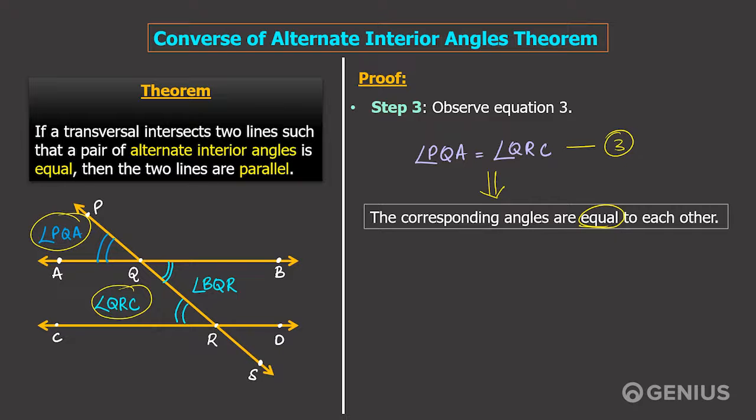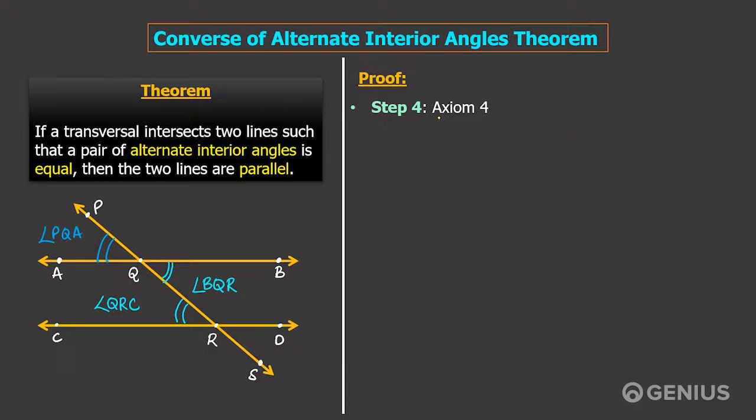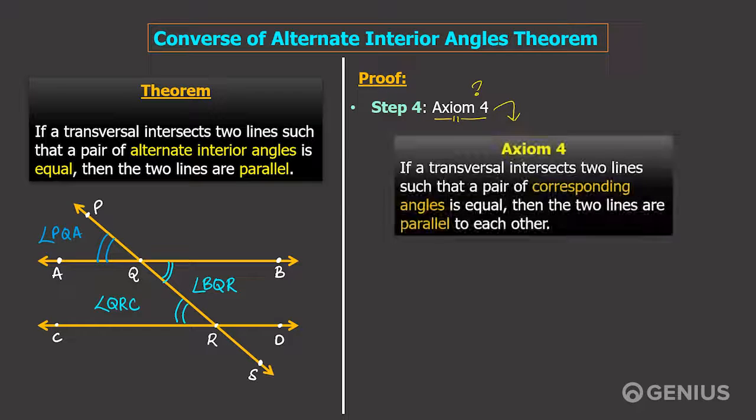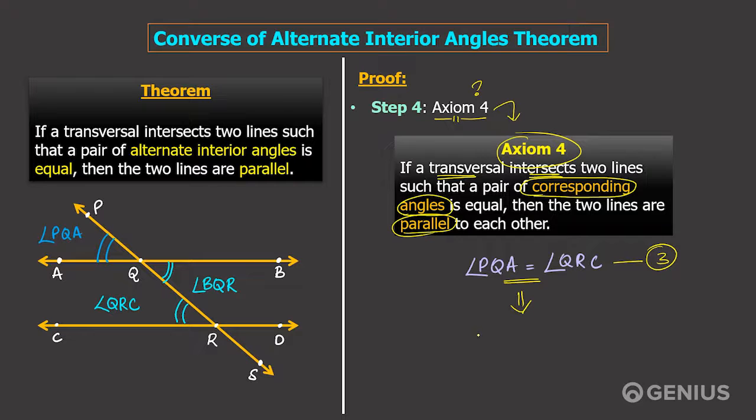Now, for this next step, step number 4, we need axiom number 4, यानी axiom 4. Do you guys remember axiom 4? One of the corresponding angle axioms? Axiom 4 states that if a transversal intersects two lines such that a pair of corresponding angles is equal, so then the two lines are parallel to each other. अब step 3 में we just saw that a pair of corresponding angles are equal, so therefore from axiom 4 we can conclude that line AB is parallel to the line CD, hence proved.